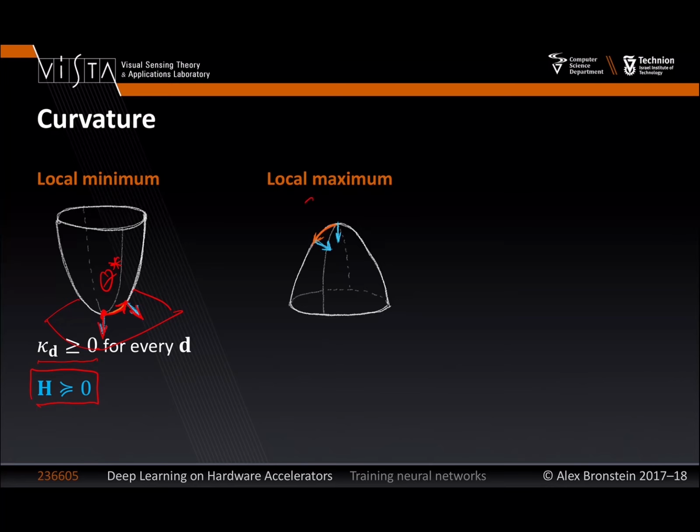Another possibility is that we have, again, vanishing gradient here, but now in every direction that we're making a step, the normal rotates in the opposite direction to the step, okay? And in this case, we'll say that the curvature is negative for every direction d. It means that the matrix is actually negative semi-definite. It means that all the eigenvalues are negative, right? Or non-positive. And this point will be called the local maximum.